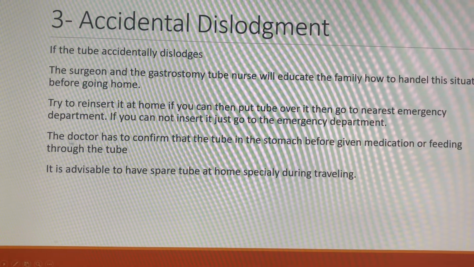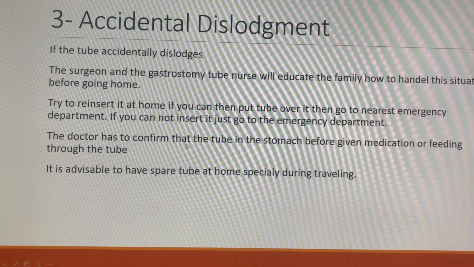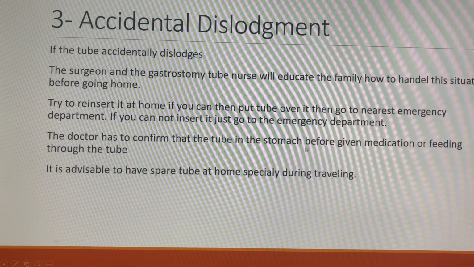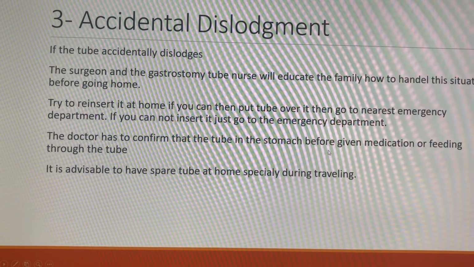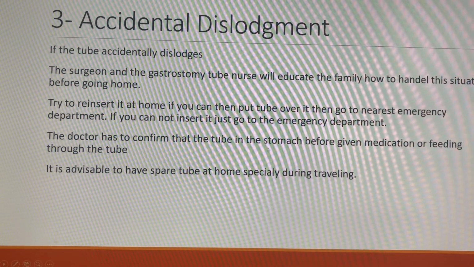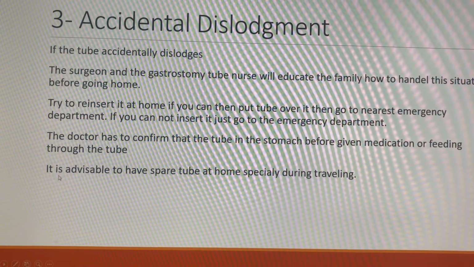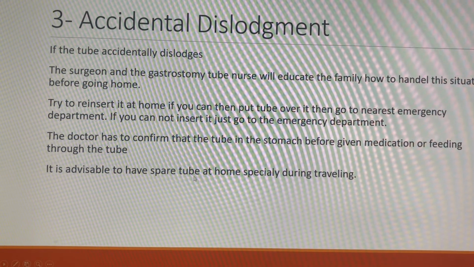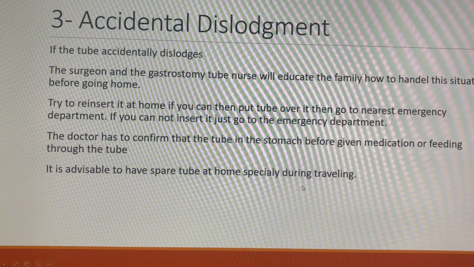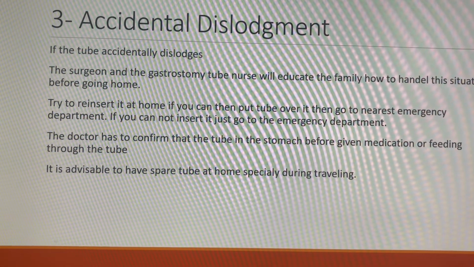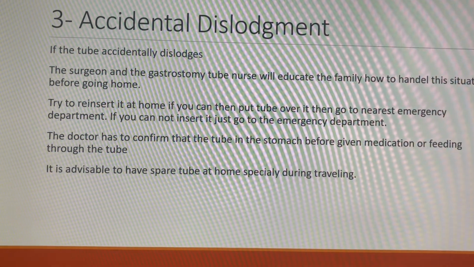The doctor will confirm the position of the tube after reinserting it, and sometimes use contrast to double check before giving medication or feed through the gastrostomy tube. It's usually advisable to have a spare tube at home, especially during traveling. So if they need to put in a new tube or the tube comes out, then they have a replacement of that tube.